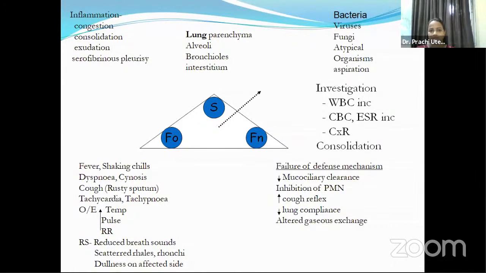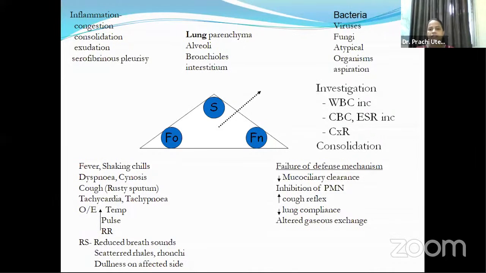In structure, the upper side of the triangle, that is lung parenchyma, alveoli, bronchioles, these are getting affected. What is the function on the right hand side? That is failure of the defense mechanism, that is decreased mucociliary clearance and inhibition of the polymorphonuclear cells, increased cough reflex, decreased lung compliance, all these come under the function.